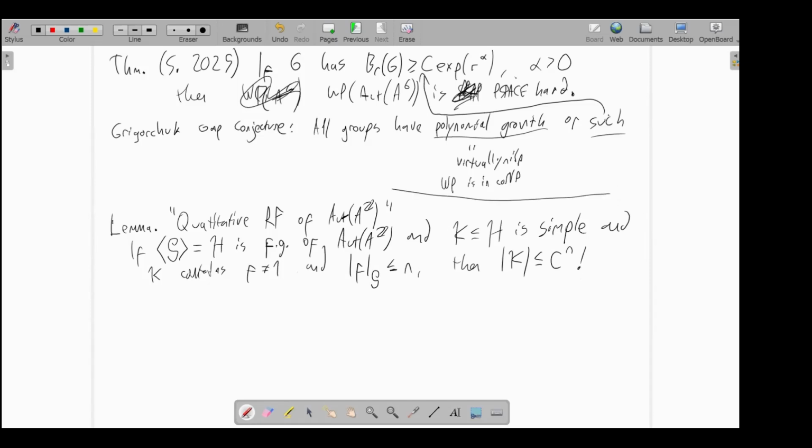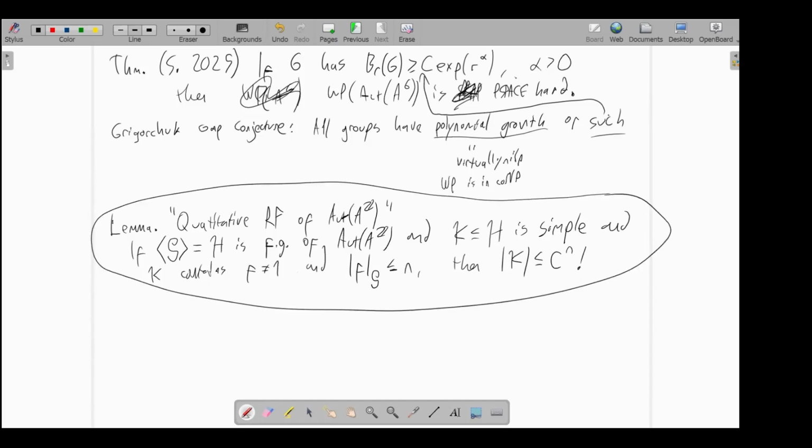Okay, so this is a kind of quantitative residual finiteness. Let's put it in double quotes, because it doesn't really say residual finiteness, but let's say this lemma is a quantitative version of the proof of residual finiteness at least, because even though it looks complicated, the proof is extremely simple. So let R be the maximal radius among the generators.